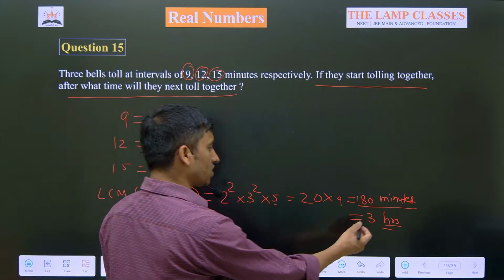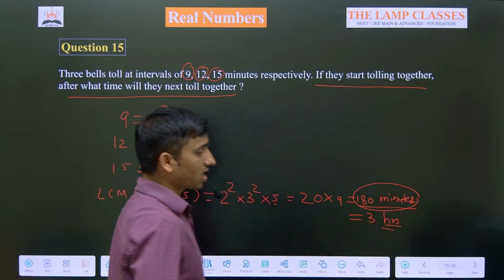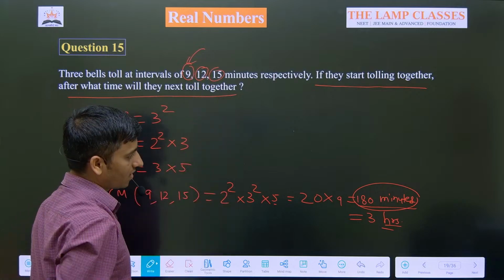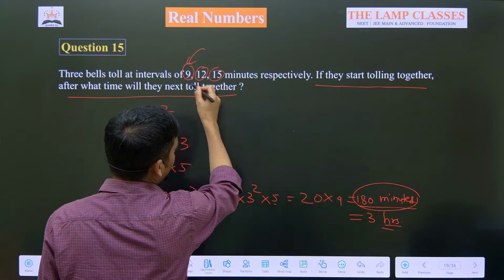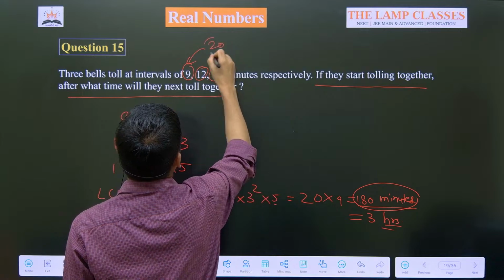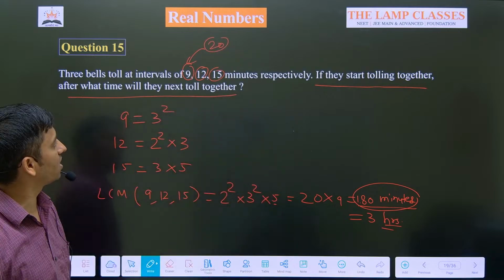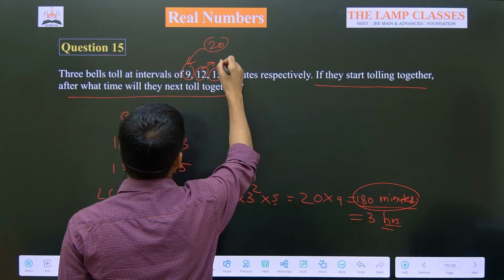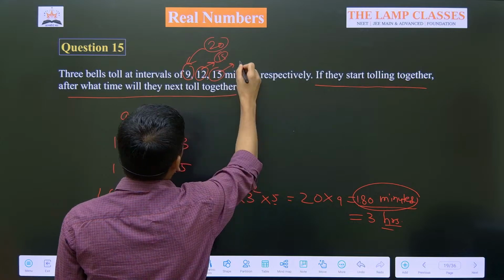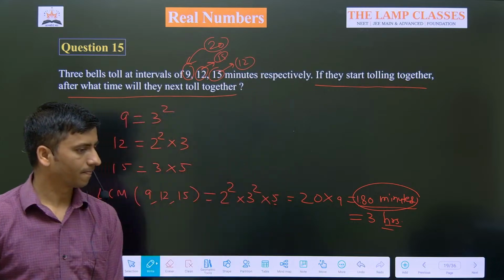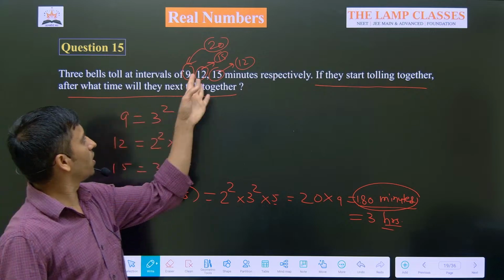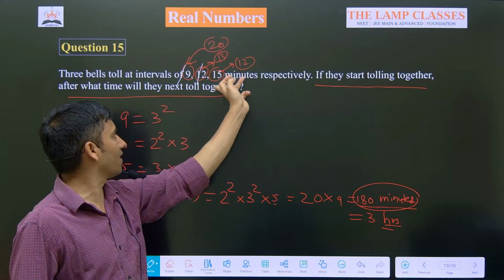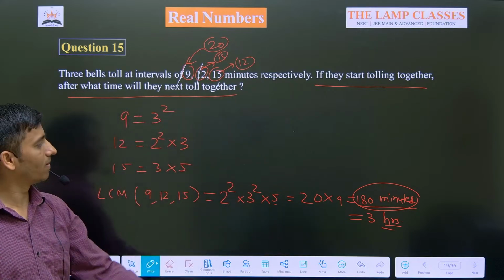In this 180 minutes, before they all ring together, how many times will the first bell ring? Then that has to be 180 upon 9, right? That means 20 times. The first bell will be ringing 20 times till they all ring together. The second has to ring 180 upon 12, right? That means 15. And the third will ring 12. So even though they all started together, after the first rings 20 times, the second rings 15 times, and the third rings 12 times, they all will be ringing together.